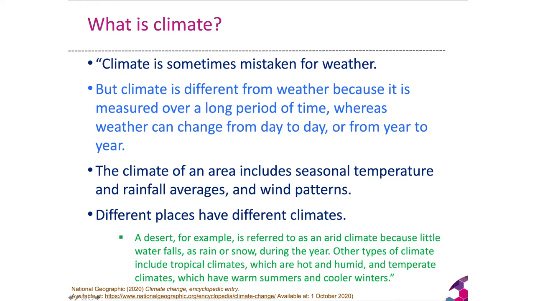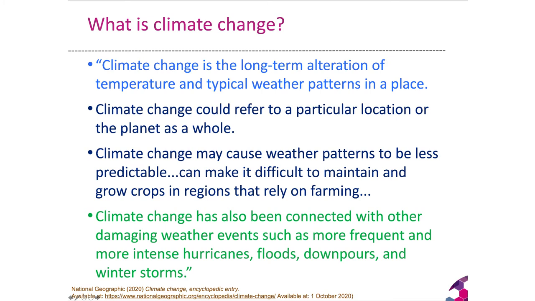So what is climate change? Climate change is the long-term alteration of temperature and typical weather patterns in a place. Climate change can also refer to a particular location or the planet as a whole. It may cause weather patterns to be less predictable, and can make it difficult to maintain and grow crops in a region that relies on farming, for example. Climate change has also been connected with other damaging weather events, such as more frequent and more intense hurricanes, floods, downpours, and winter storms. It has also been implicated in changes in disease prevalence, particularly infectious diseases such as malaria, Zika, and dengue fever.